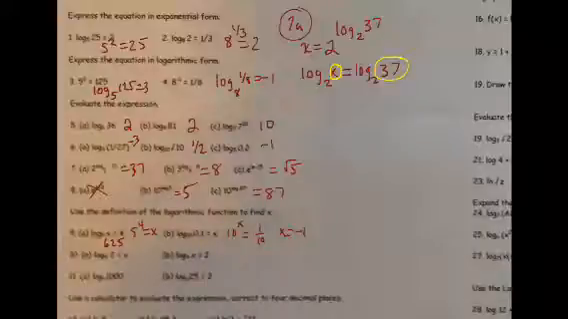For A, it's 4 to the x is 2. So 4 to the 1/2 is the square root of 4, which is 2. So it's going to be 1/2. For B, it's 4 squared equals x. So x is 16.